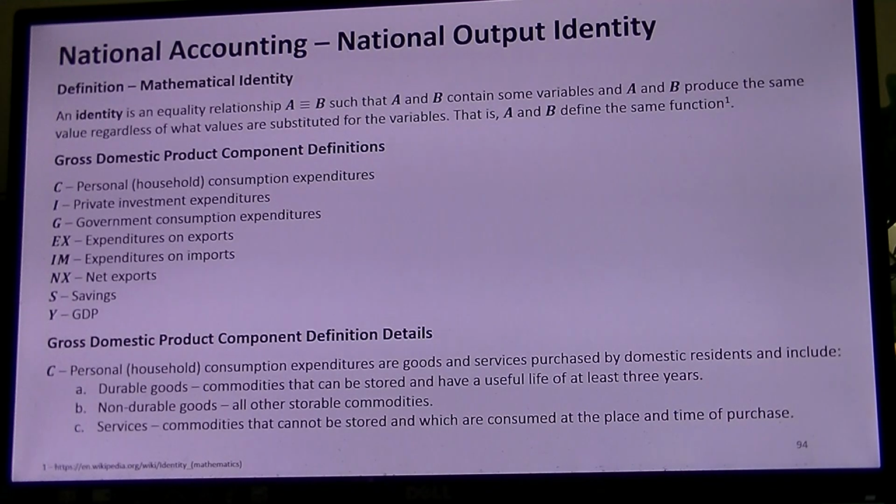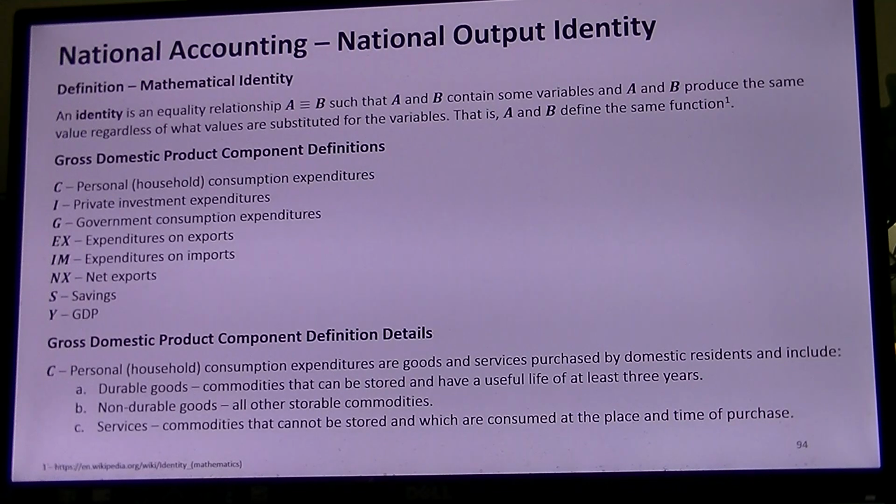Savings, that's what households, businesses, and governments net. That's the savings that are made within a country. And we use the term Y for GDP. We've already used up G, so we can't use G for GDP because we use that for government consumption expenditures. And so economists typically use the letter Y.